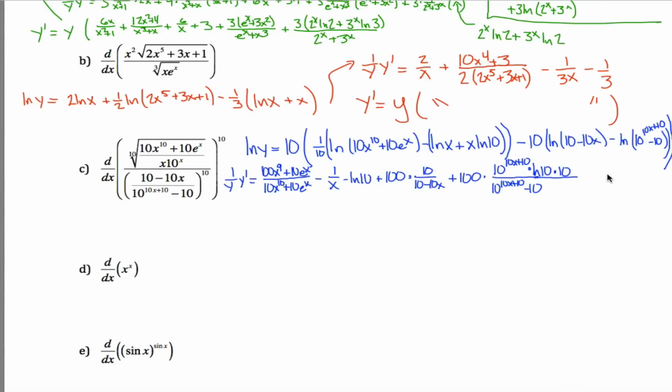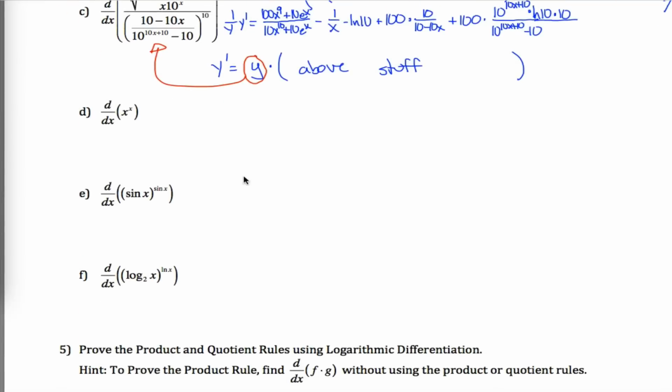I think my final answer ends up looking something like this. I could say y prime is equal to y times all the above stuff. And really by y, maybe I'll illustrate that I mean all of that stuff. This entire thing. I just don't want to write it again. Okay, I've come this far. Fortunately, these last few are a little bit easier.